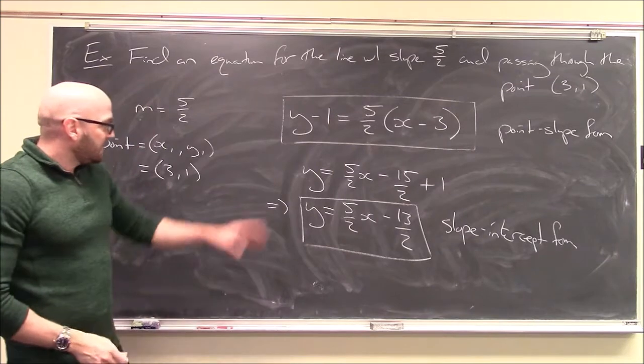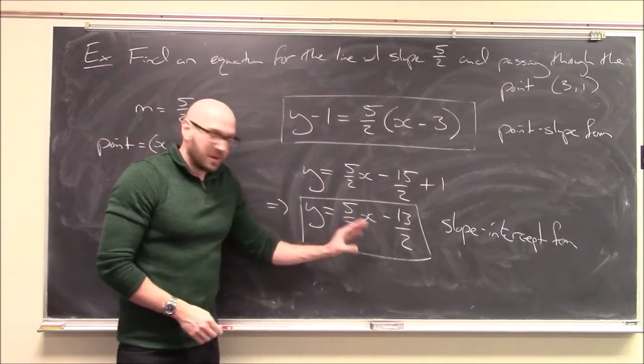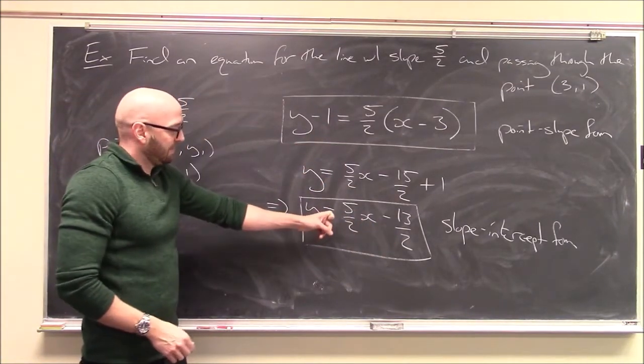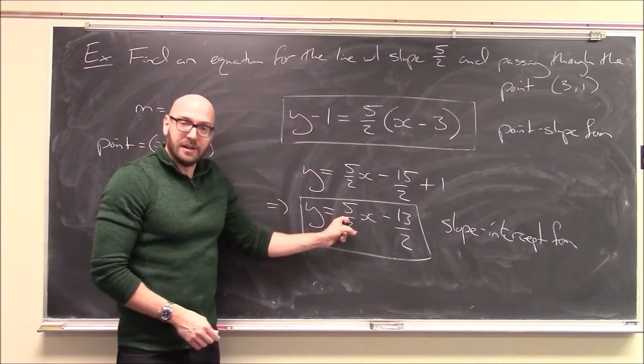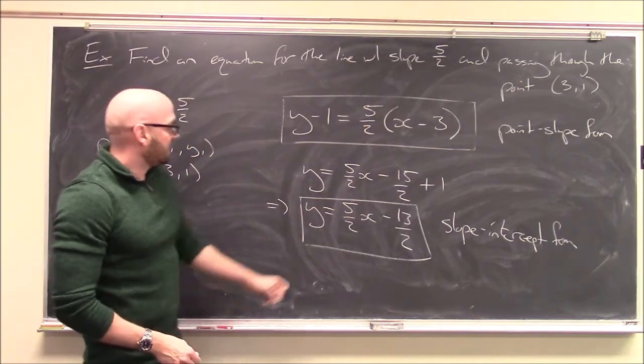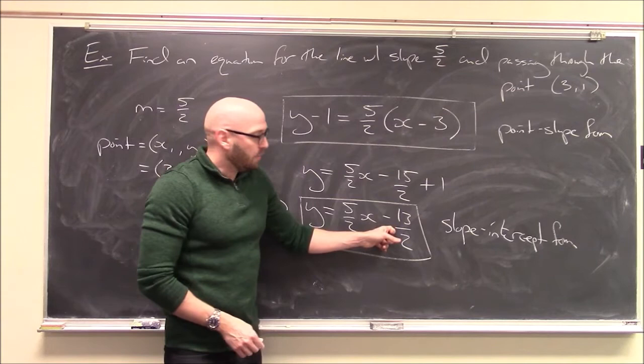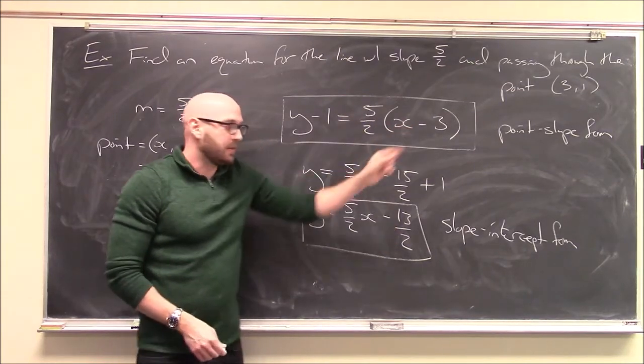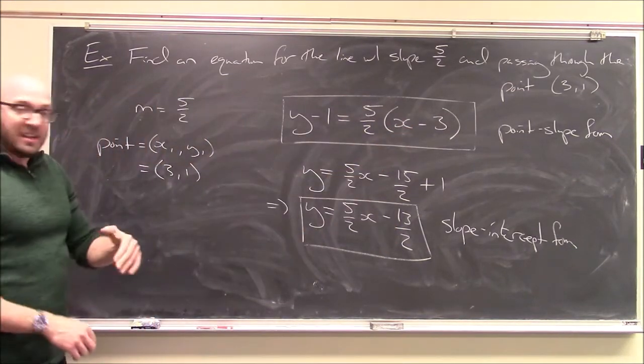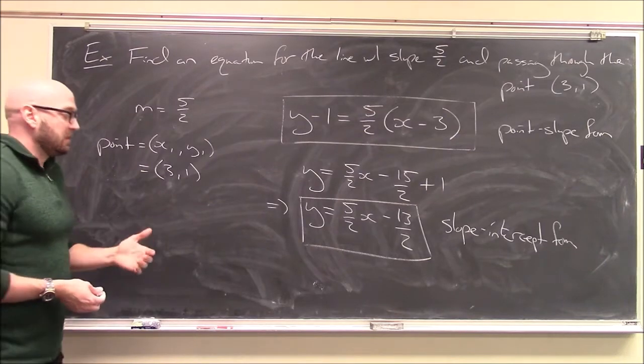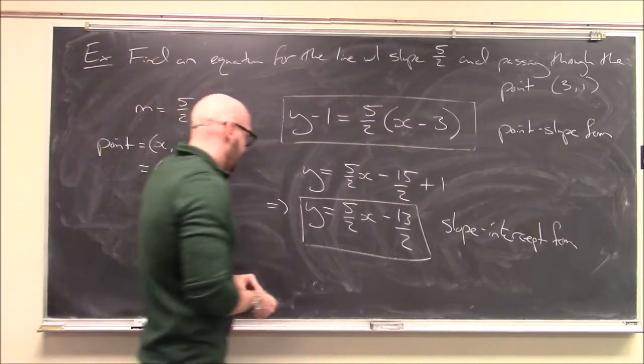This one's a little nicer than the other form, I think, when you're just working with it algebraically, because in both of them you can read off the slope immediately. The slope is 5 halves. But in this one, I can read off the y-intercept much more easily than I could up here. So my math lab might ask for it in that form. It might say give the answer in slope-intercept form.